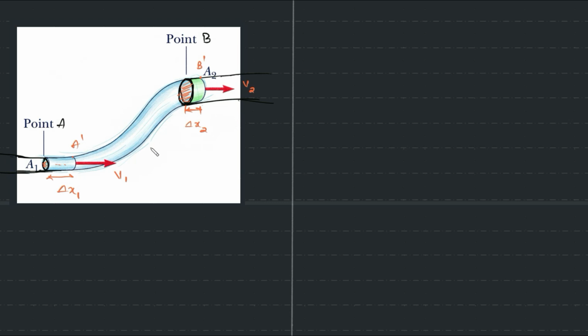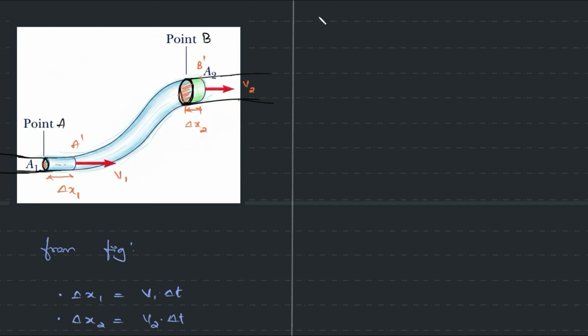Okay guys, now can I tell from the figure that delta x1 is equal to v1 delta t and delta x2 is equal to v2 delta t? Do you guys agree? Speed is equal to distance by time, so distance is equal to speed into time. Can I tell this?